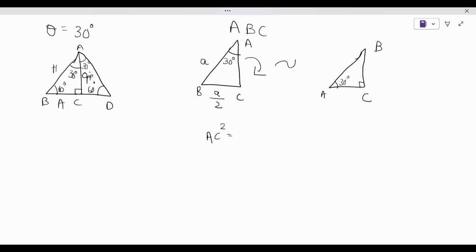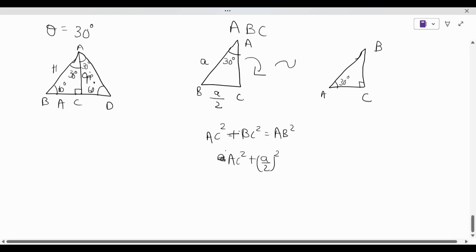AC square plus BC square is equal to AB square. So AC we don't know, AC square we are going to find out, plus A by 2 whole square equal to AB square, which is A square. So AC square is equal to A square minus A square by 4, which is equal to 4A square minus A square by 4, which is equal to 3A square by 4.